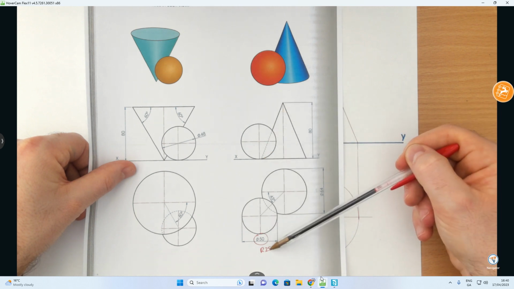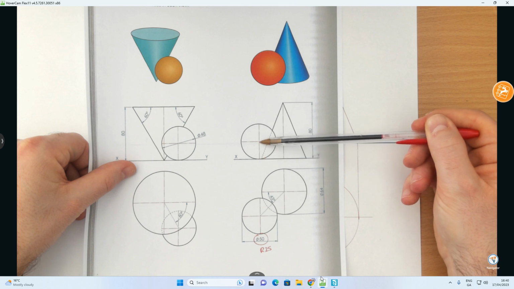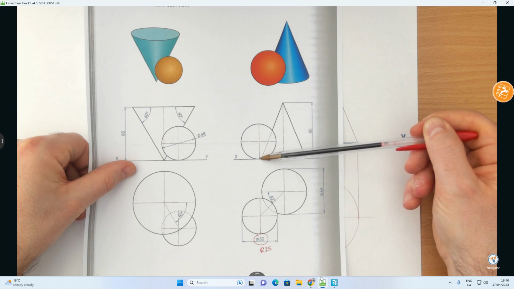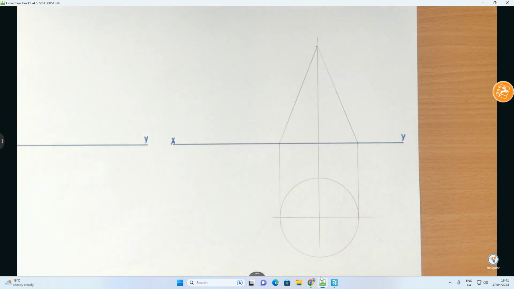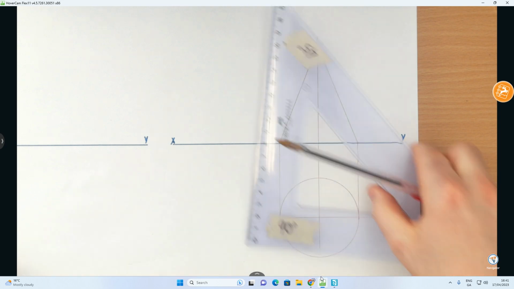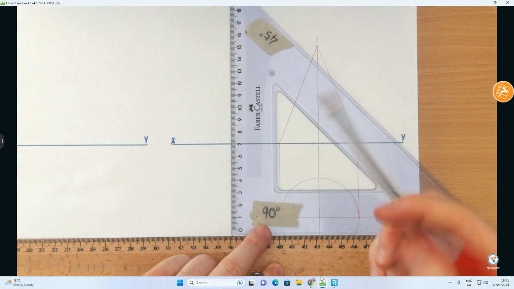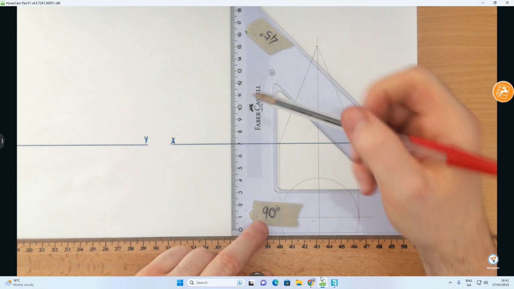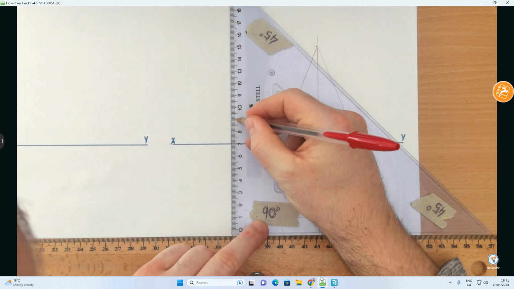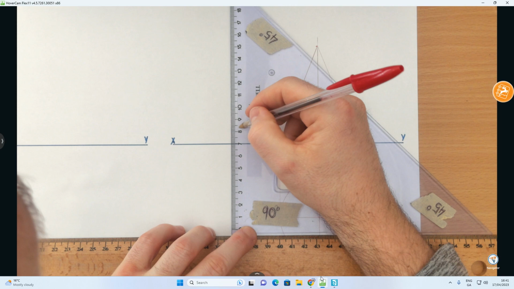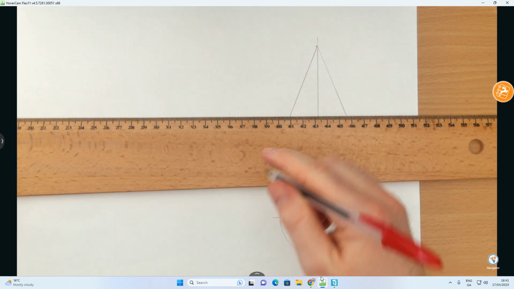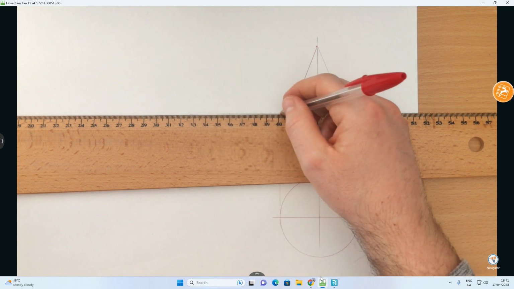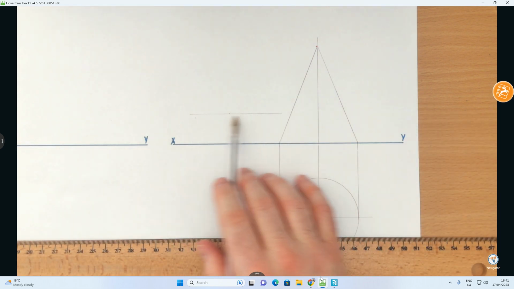So the method is, if the radius is 25, then the center point of that sphere has to be 25 millimeters above the XY line. So we're going to put in a line going 25 millimeters above it. That's the next stage. From the XY line, from the 7 here, I'm going to measure up 25 millimeters: 10, 20, 5. Now I know I have a sphere, and somewhere along that line is going to be the center point of the sphere.